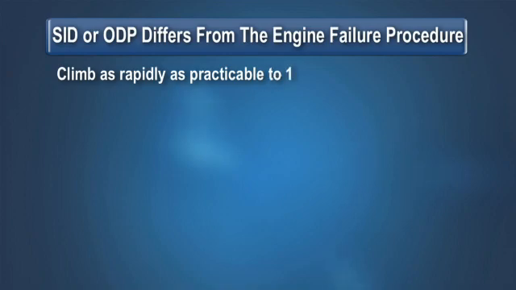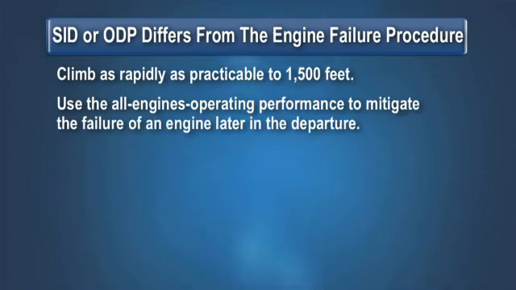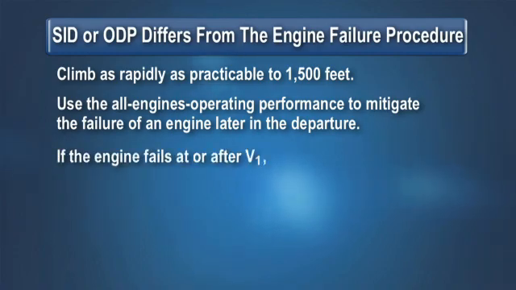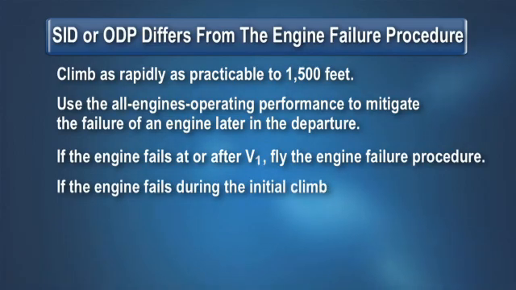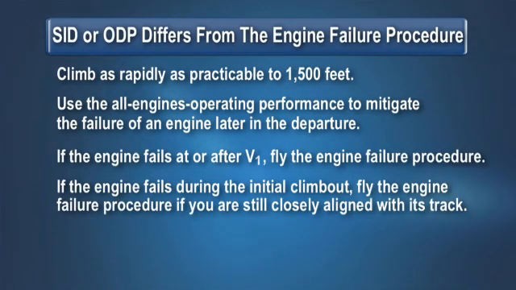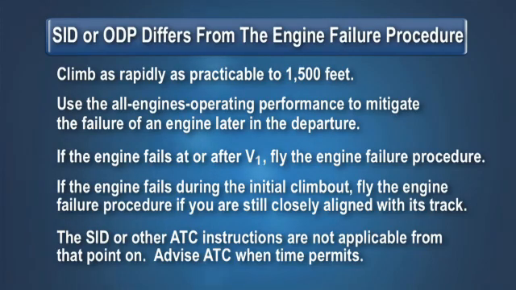First, climb as rapidly as practical to 1,500 feet above the airport elevation. Doing so with all engines operating gains altitude quickly close to the airport, mitigating the effects of an engine failure later in the departure. If the engine fails on takeoff at V1, fly the engine failure procedure. If the engine fails during the initial climb out, fly the engine failure procedure if you are still closely aligned with its track. If the engine fails at this point, the SID or other instructions assigned by ATC are no longer applicable. When time permits and the airplane is under control, advise ATC of your intentions.